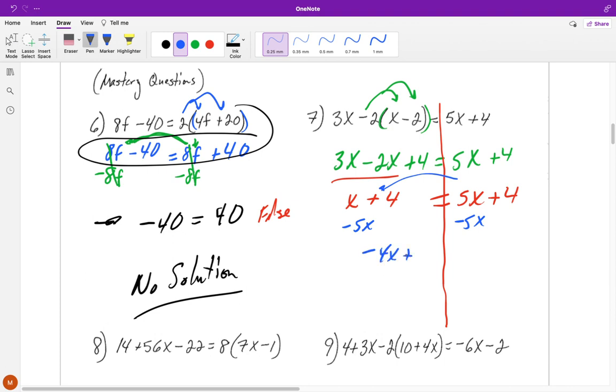So negative 4x plus 4 is equal to 4. And then I'm going to move my constant to the other side by subtracting 4. So now I have negative 4x is equal to 0.